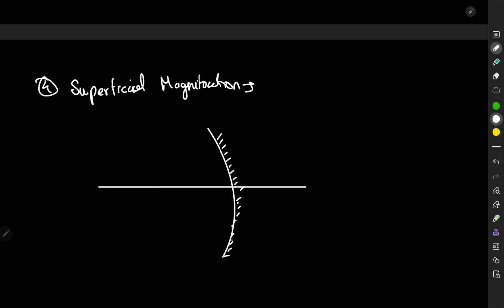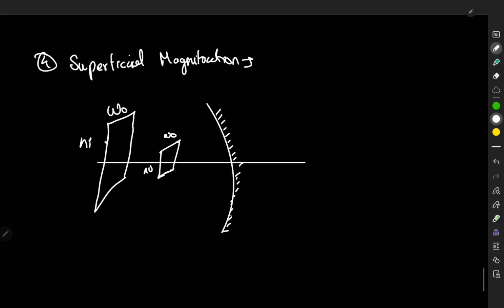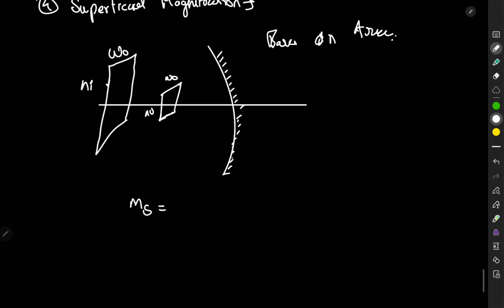Let's go for superficial magnification. What does it mean? Simply, if there is an object with height h naught and width w naught, the image will be formed with height h of image and width w of image. It is based on area. So superficial magnification is equal to the area of image by the area of object.